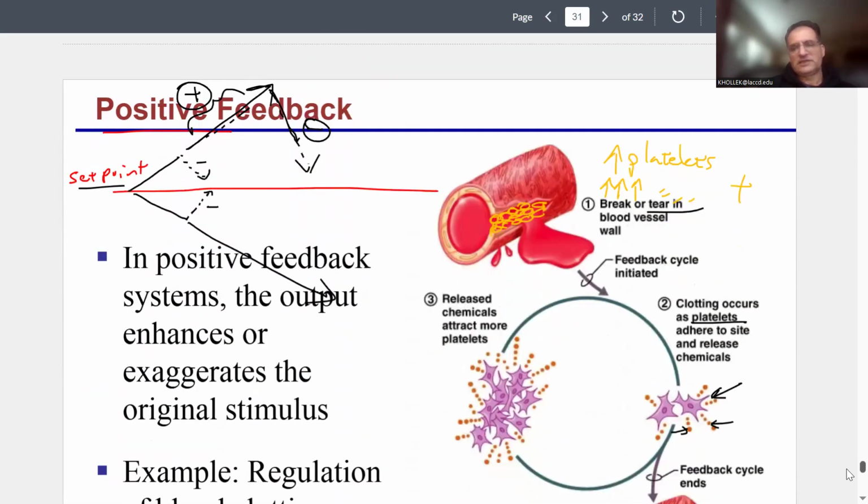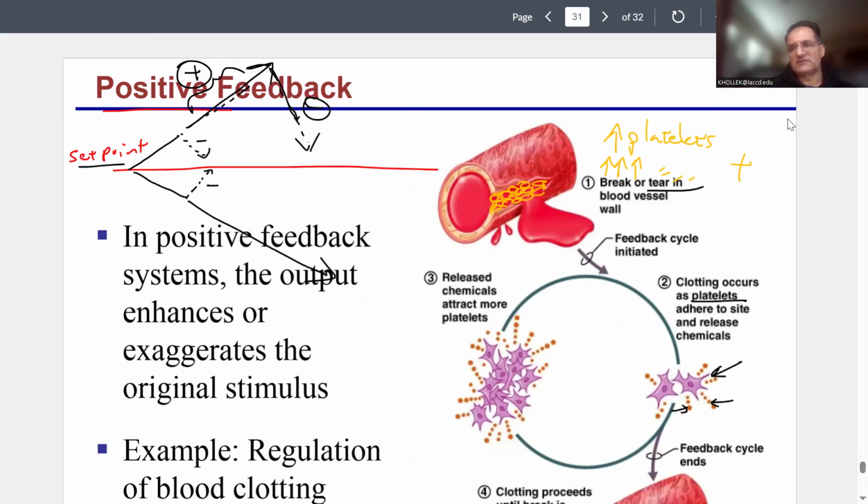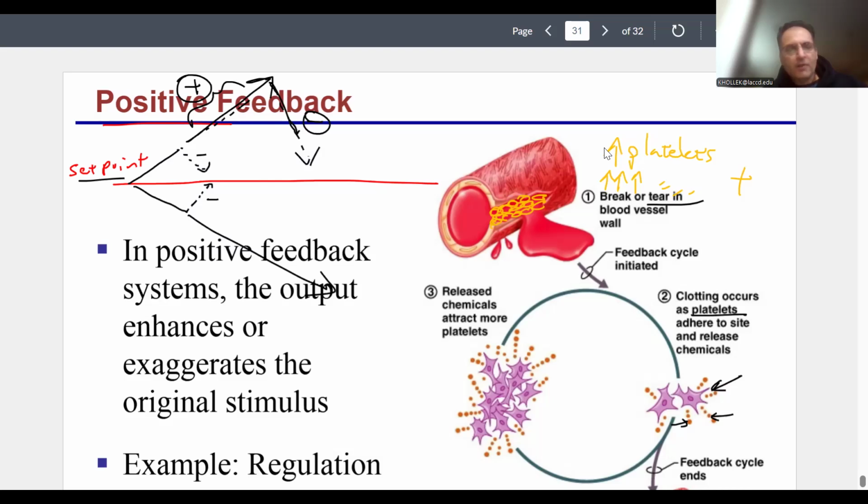And here is another example of the positive feedback, you guys. So let's go ahead and take a look at that. All right. So positive feedback, as I mentioned, instead of counteracting the change, like for example, if it's high, bring it low, or if it's low, bring it back up, this will promote the change. Okay. So in this case, there is a blood vessel that has been ruptured and the blood is coming out.